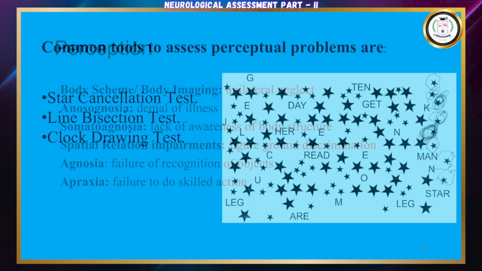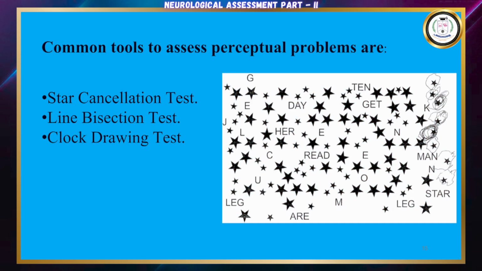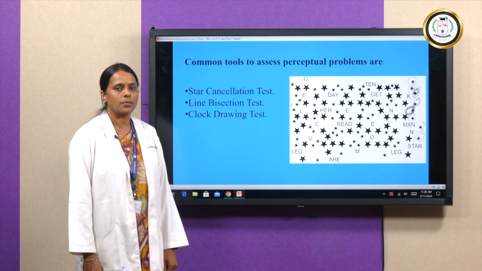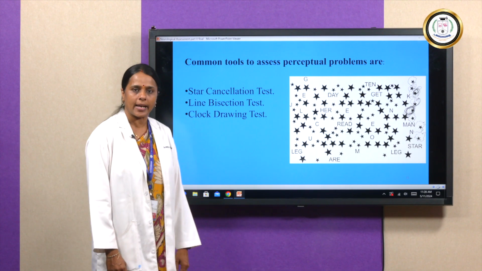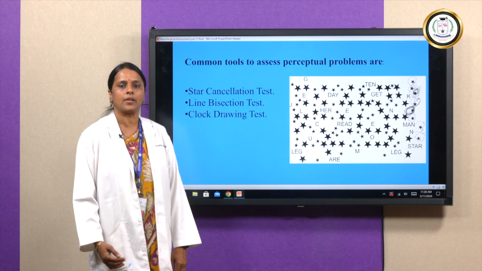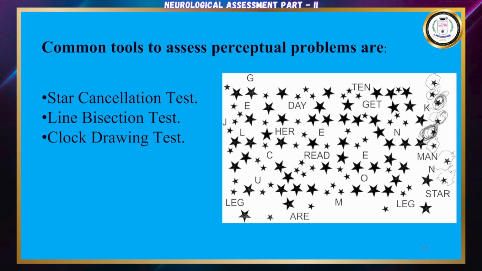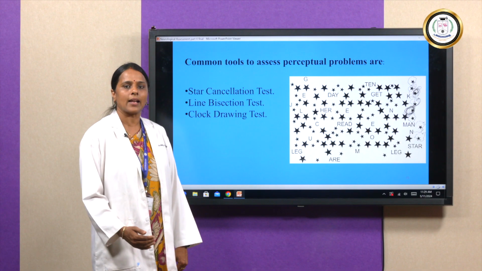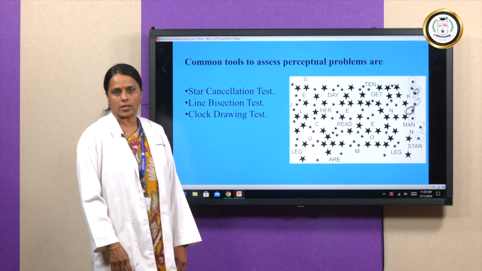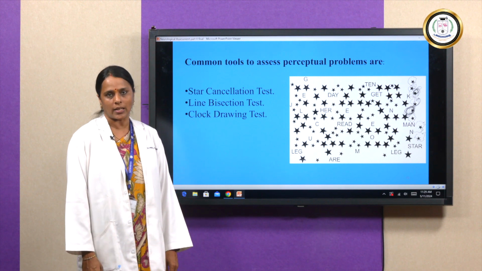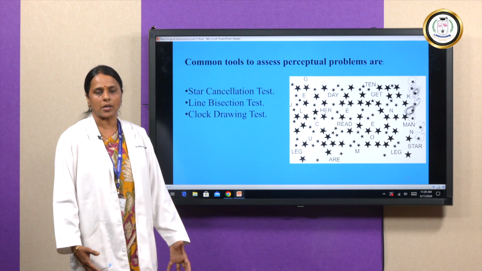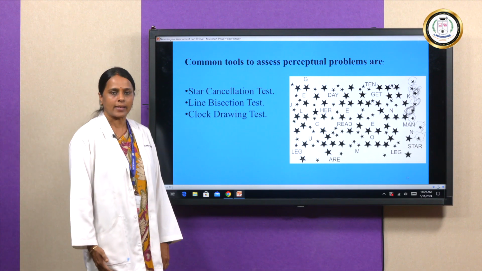Now there are several tools to assess perceptual disorders. One such example is the star cancellation test. The example I was giving for unilateral neglect: you give the patient a chart which has a lot of stars and ask them to cancel the stars. If they have a right neglect, they will not be able to cancel those on the right side. They will only cancel the stars present on the left side. With that we can find out the level of neglect they have.